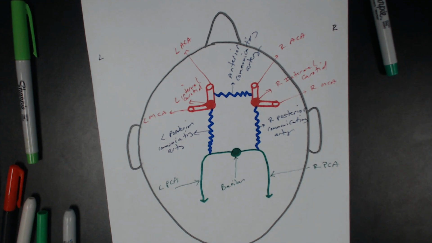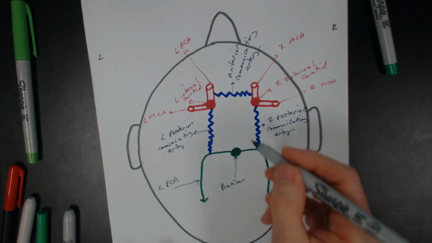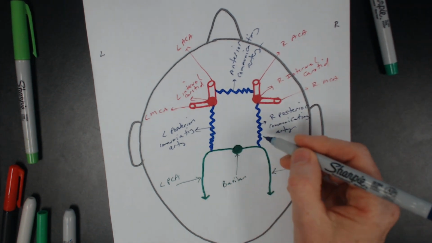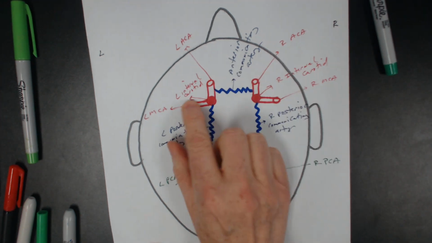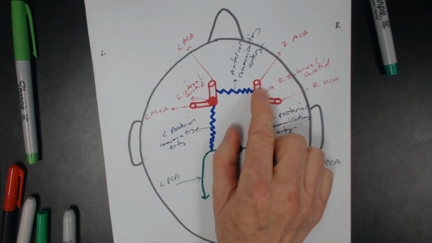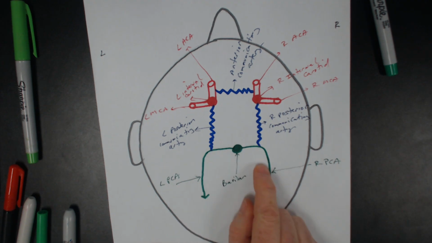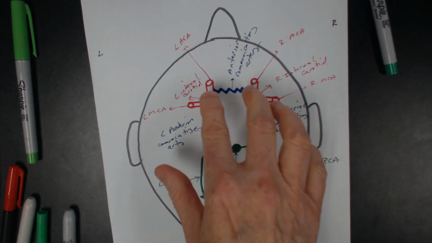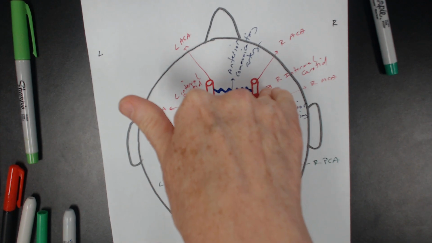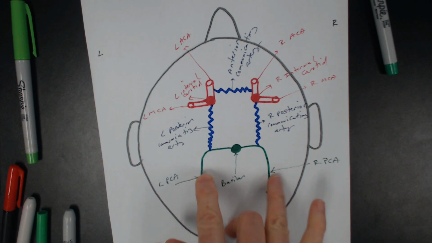Now you can see the circle of Willis. There it is. This is the circle right here. So you have one artery, the anterior communicating artery, that connects left and right halves of circulation to the brain, and then you have a pair of arteries, left and right posterior communicating arteries, that connect the anterior circulatory system with the vertebrobasilar system.